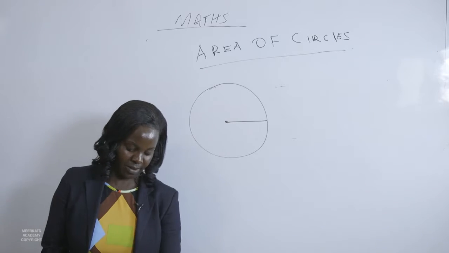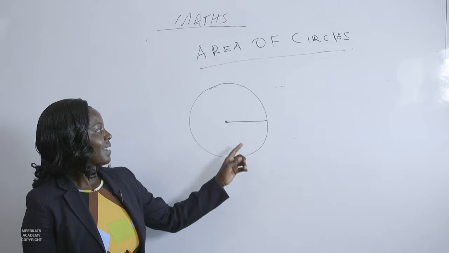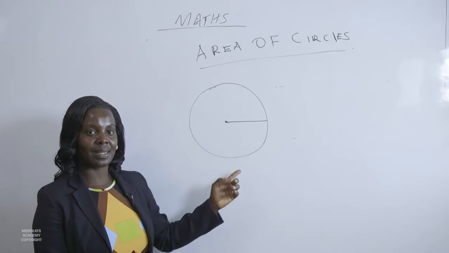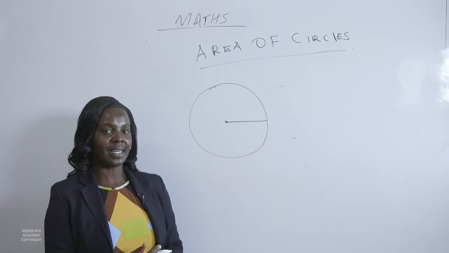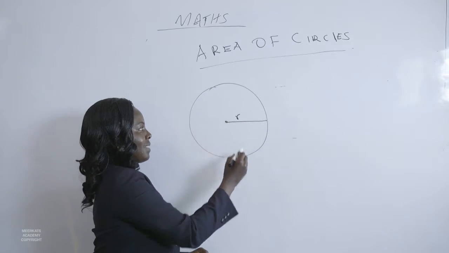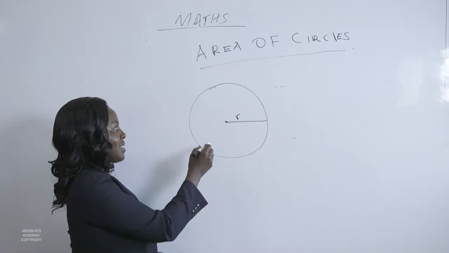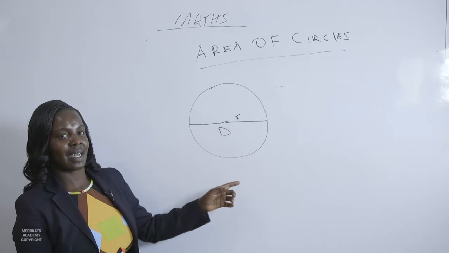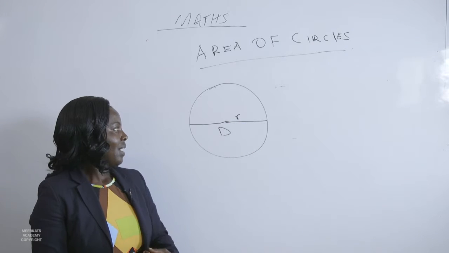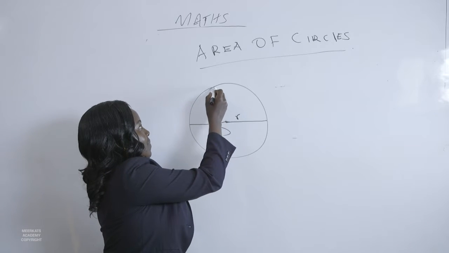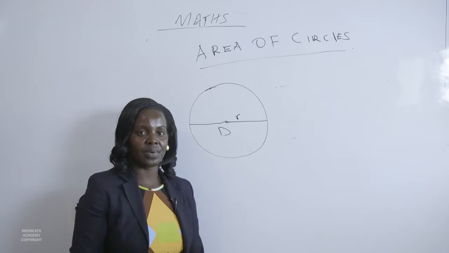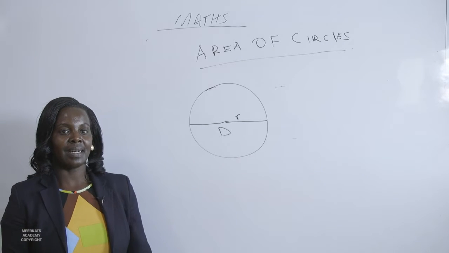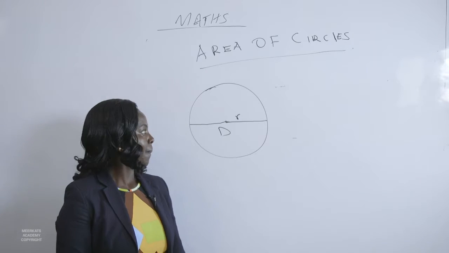Yesterday, in our last lesson, we said that a circle is a round shaped figure which has a radius, which is a half of the diameter. This is the diameter, and it has a circumference, which is the distance all round the circle. So let us today look at how to calculate the area of the circle.